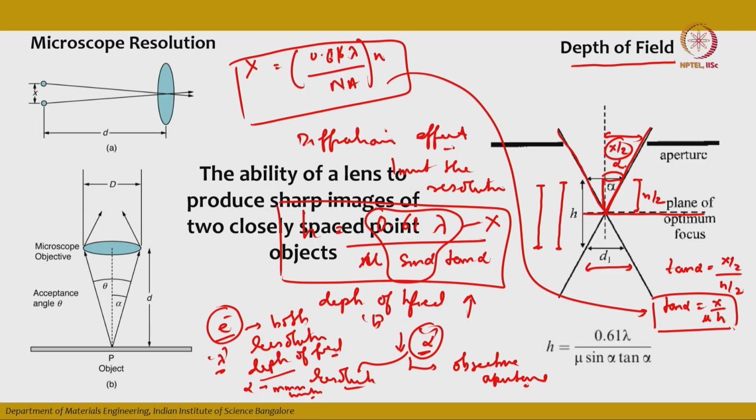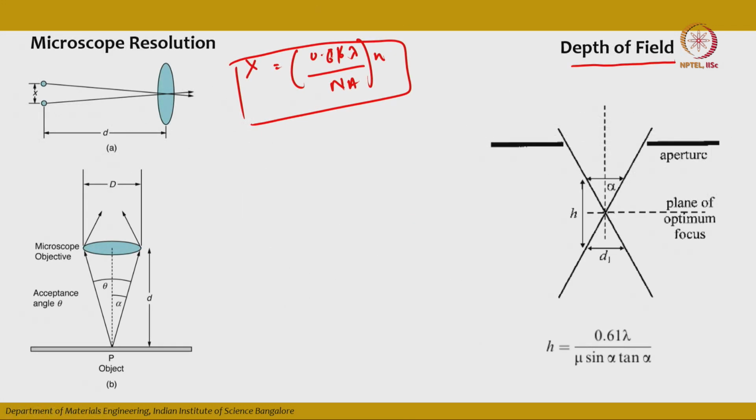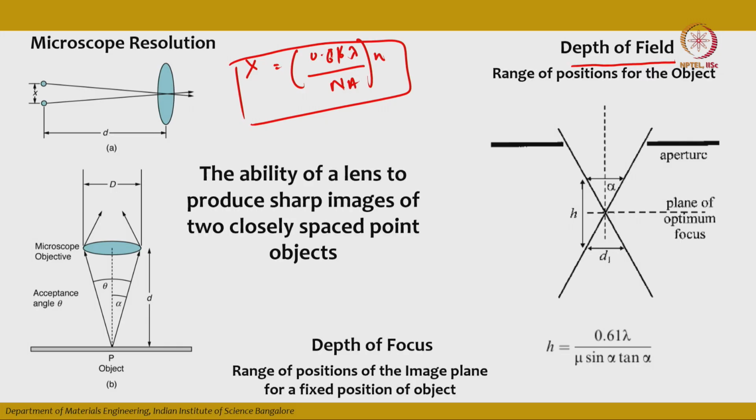Now we will come to the depth of focus. What is the depth of focus here? As I told you, depth of field is the range of positions for the object at a particular plane where the image is sharp. But what is the depth of focus?